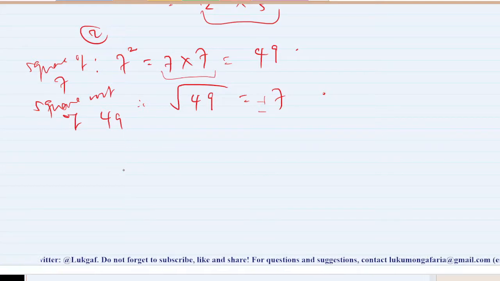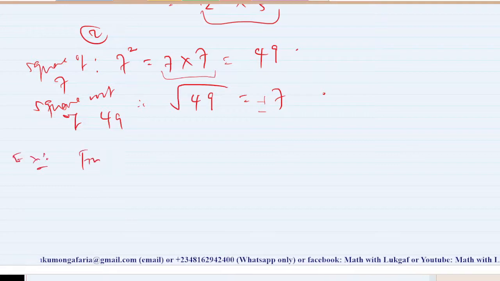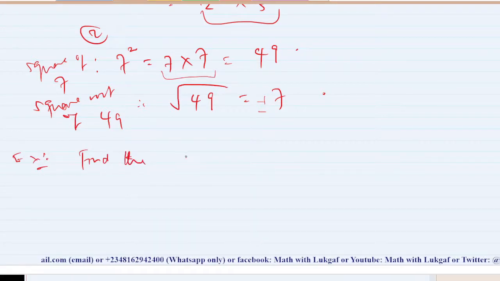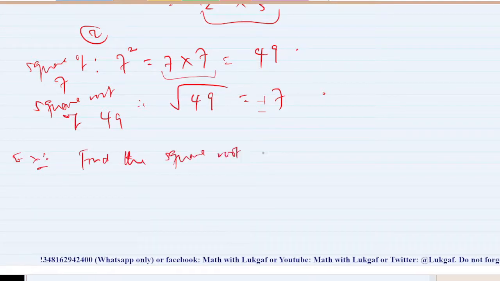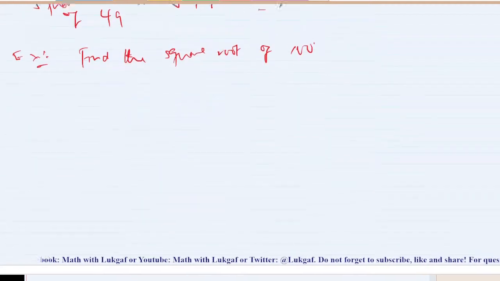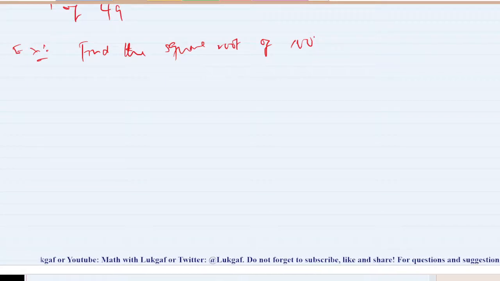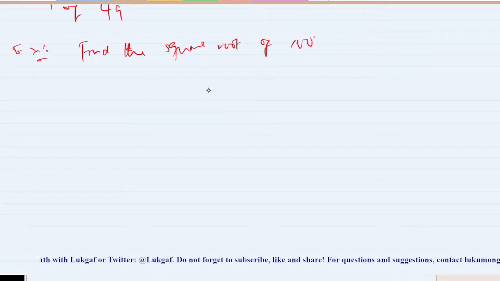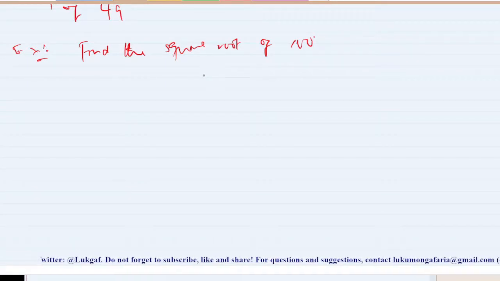So how do you now apply indices to find the square root of a number? For example, find the square root of 100. That's not difficult to do. What you are going to do first is to express it as the product of its prime factors in index form, like we've done the other time.